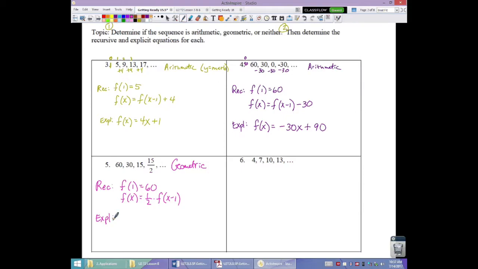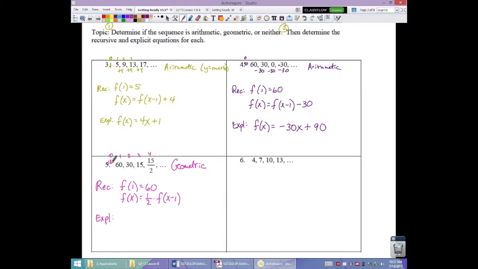Our explicit equation, we would need, again, the 0th term. So if this is first, second, third, and fourth, to go back to the 0th, we need to reverse our pattern. And rather than multiply by 1/2, we ask ourselves, what is 60 divided by 1/2? Or what number, if we chop it in half, is equal to 60? And the answer to that is 120.